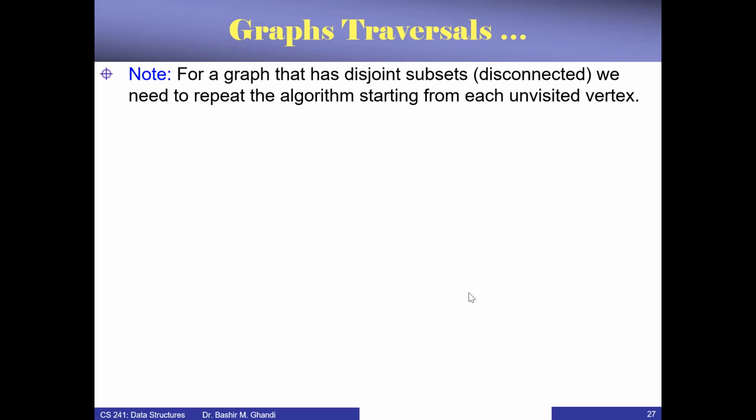Okay, now let's go back to our points earlier that says you have to be careful for a graph that has disjoint subsets or isolated vertices. Okay, if you just follow the algorithm as we just saw it, we will never be able to visit those vertices. So you will actually have to repeat the traversal starting from each unvisited vertex until you visit all the vertices. So we're going to see an example.